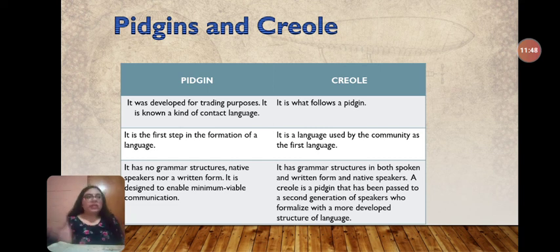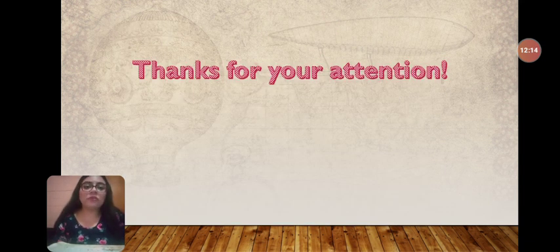So as you have seen, the variation of language is very complex. There are many aspects that can affect the way people speak, the way people refer to things. And this is very important to understand because in this way we are going to know that there is no better variety of language. They are just simply different. So I hope that you have understood, and thank you for watching and for your attention.